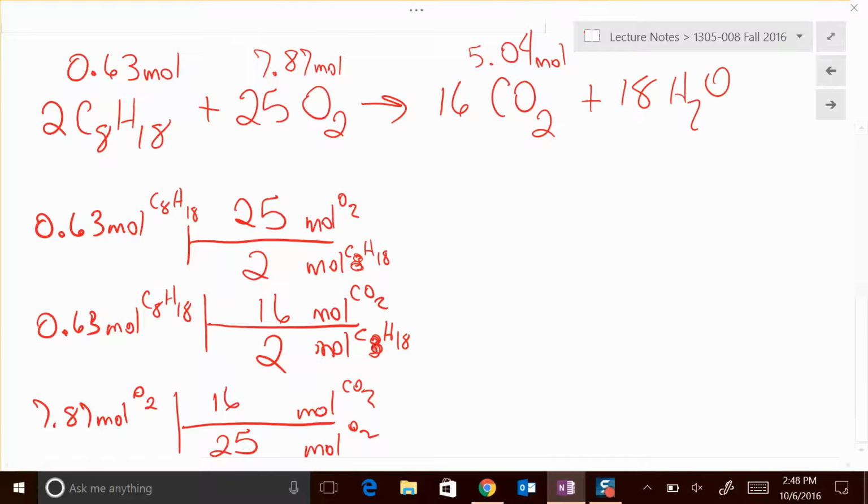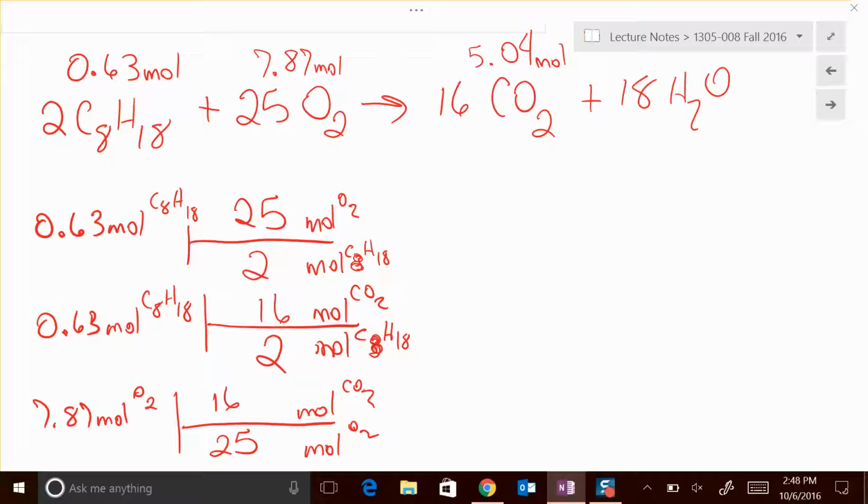Didn't you get the 0.63 in the beginning? Like, would that be given to us? Yes. So they would have said, you have 0.63 moles of C8H18. How many moles of O2 are produced? 7.87. How many moles of CO2 are produced? 5.04. Okay. Now let's answer the last question.